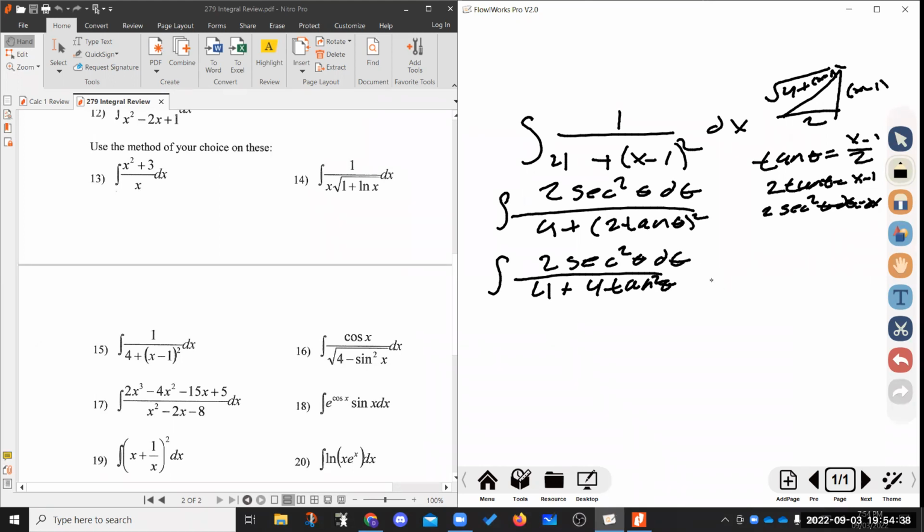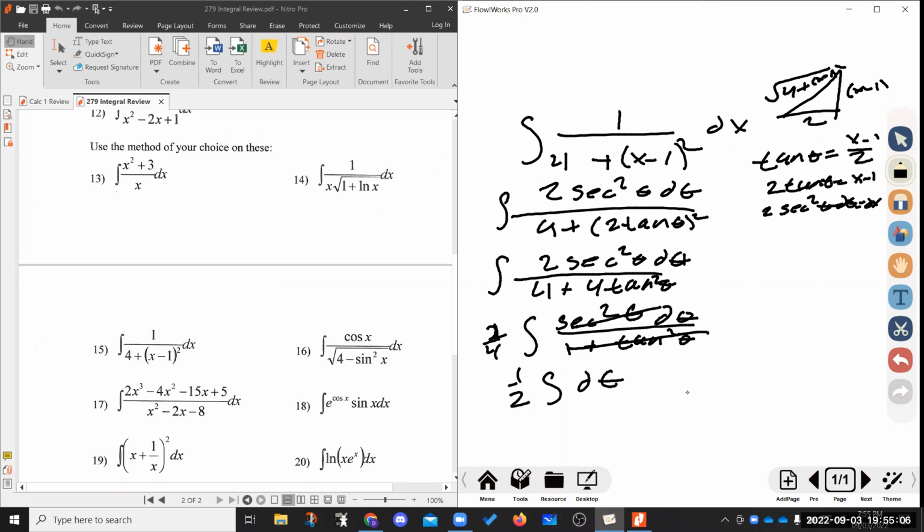This is just the way that a Calc 2 teacher taught me to do it recently. For students, we're going to pull that 4 out here, and I'm going to pull the 2 out as well. While I'm at it, this is secant squared theta d theta over 1 plus tangent squared theta. That and that cancel. This is 1/2 d theta. So it's going to come out to be 1/2 of theta plus c.